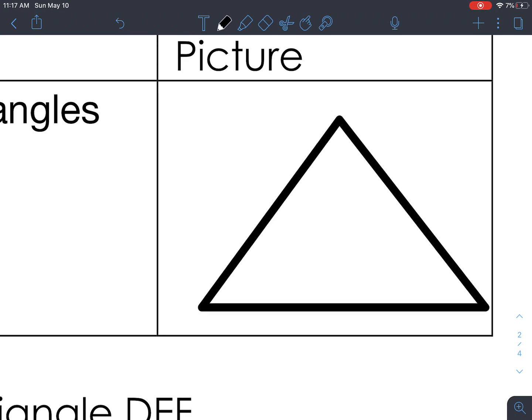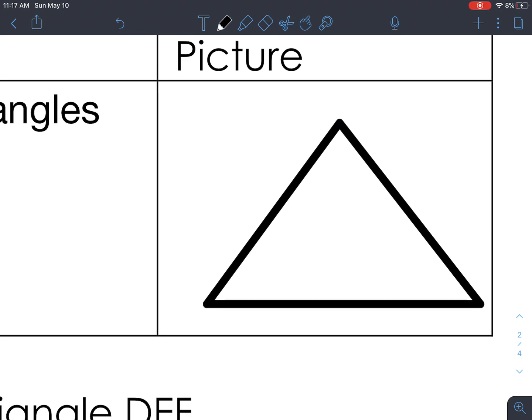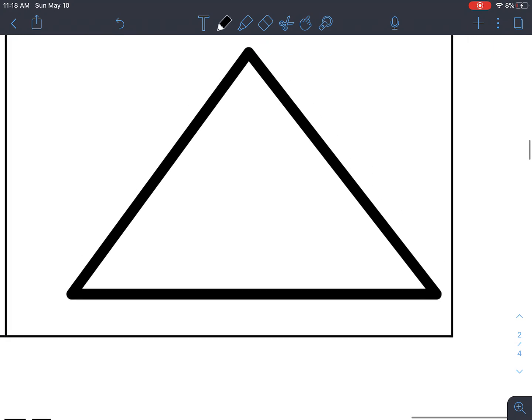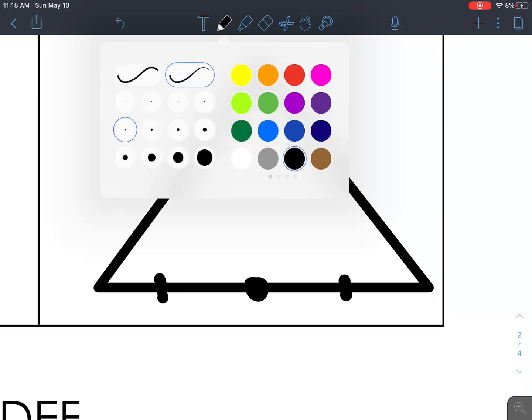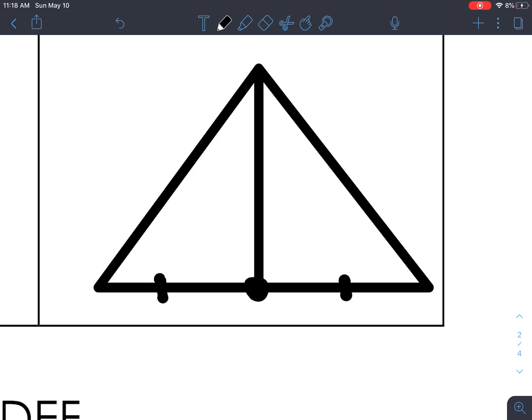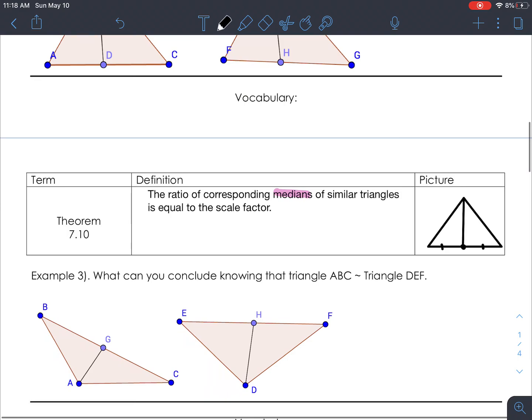A median connects a vertex with the midpoint of the opposite side. So what I'm going to do is eyeball the midpoint of that bottom base. To show that it's a midpoint, I have to state that those two segments are congruent. And then just connect that with the top vertex. So that's a median.